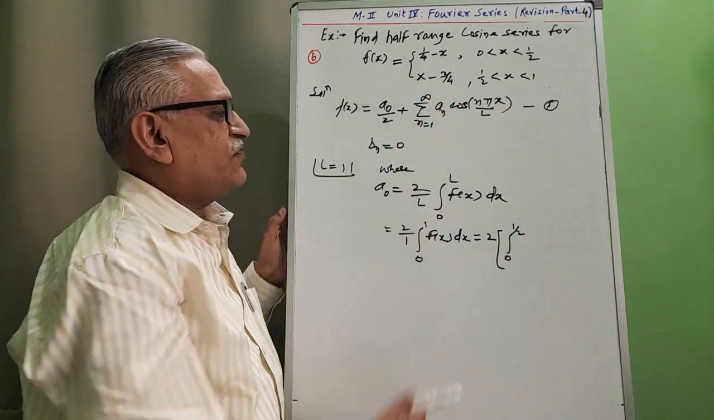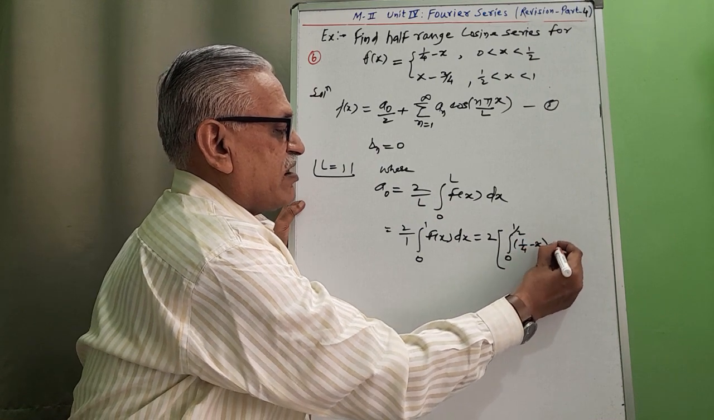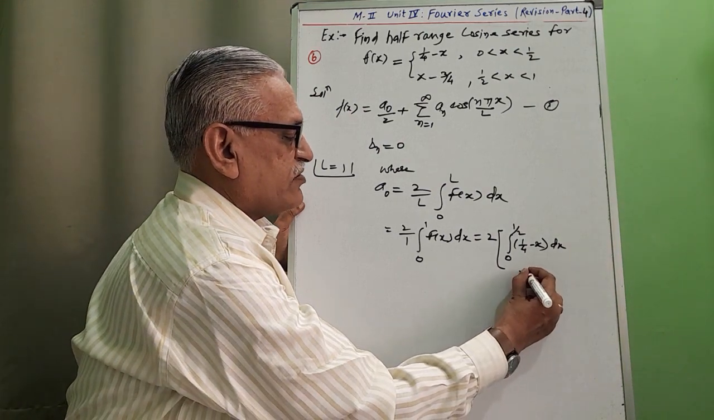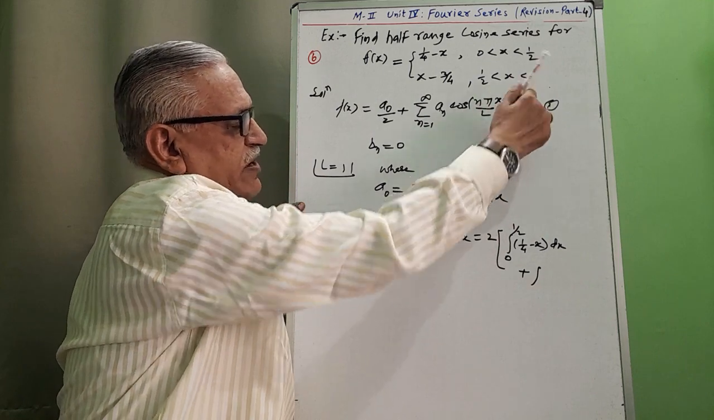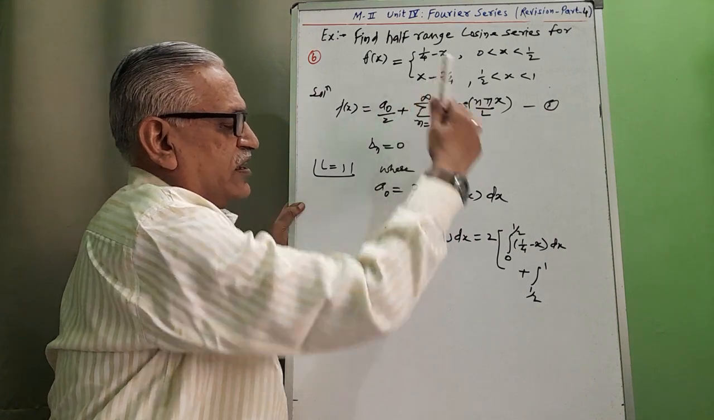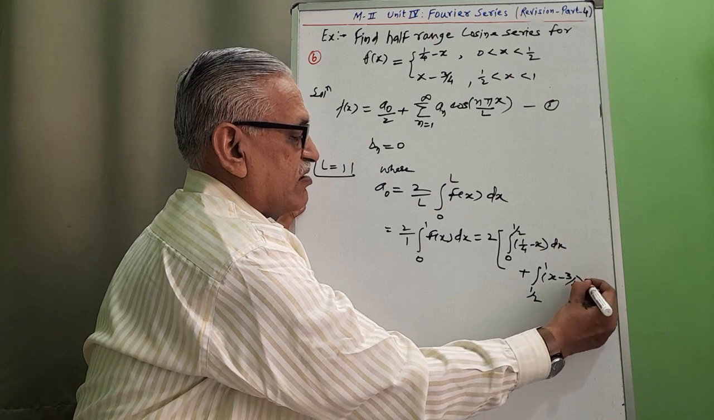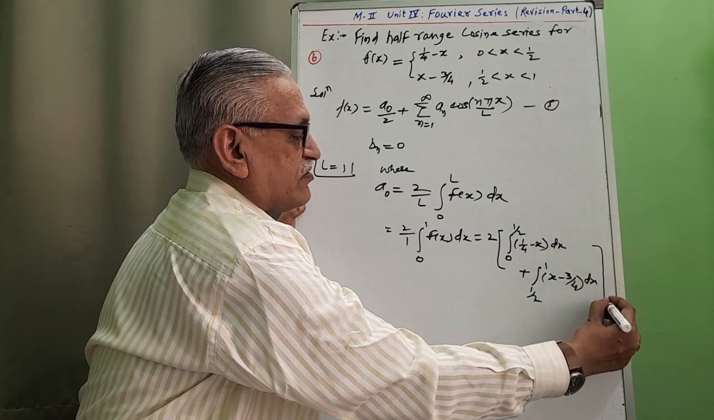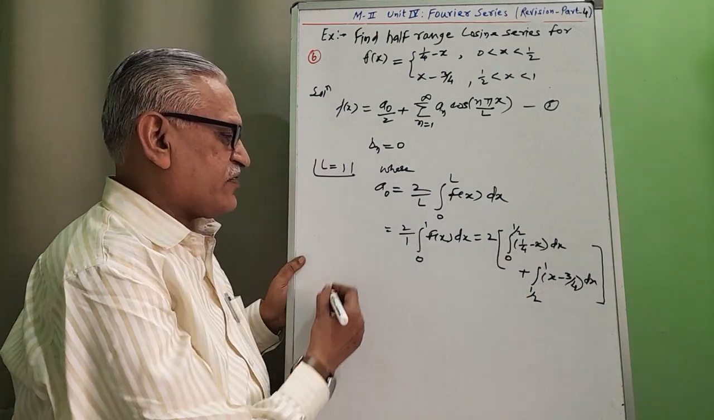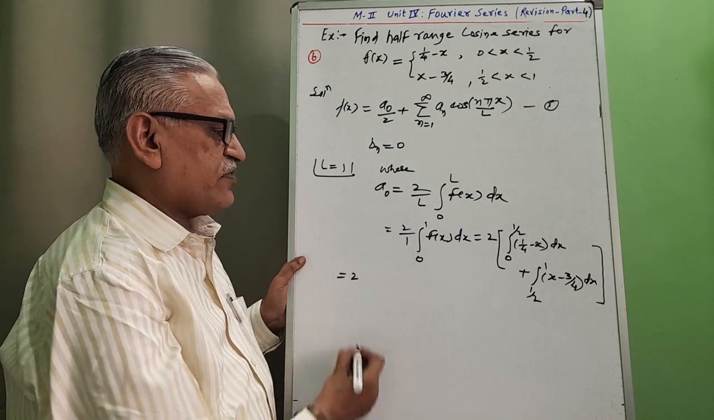In that, function is 1 by 4 minus x, and its integration with respect to x, and plus next one is 1 by 2 to 1, value is x minus 3 by 4, its integration with respect to x. Integrating each term with respect to x, we get 2 times.